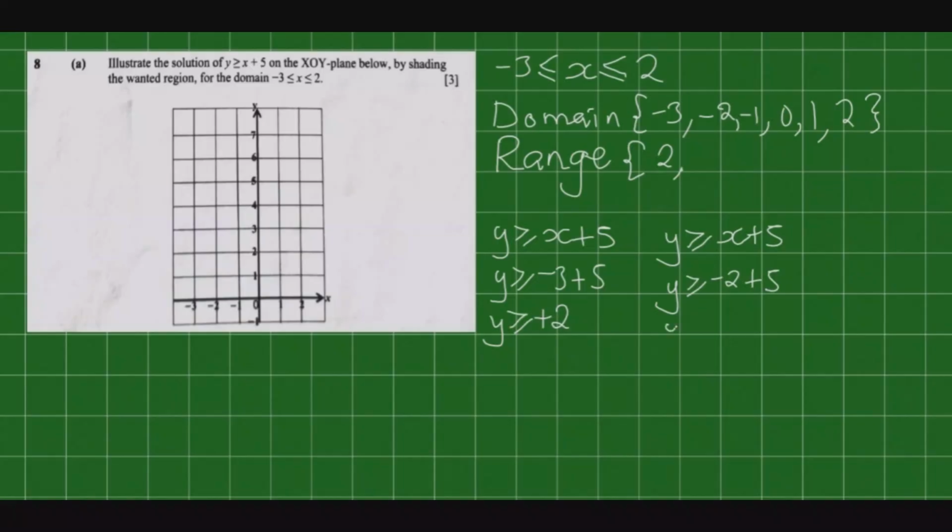So we say y is greater or equal to, and ask which number is bigger between 5 and negative 2. We know that 5 is bigger, so our answer will be positive. So 5 minus 2 will give us 3. So when x is equal to negative 2, then y will be equal to 3. When the domain is negative 2, the range will be 3.